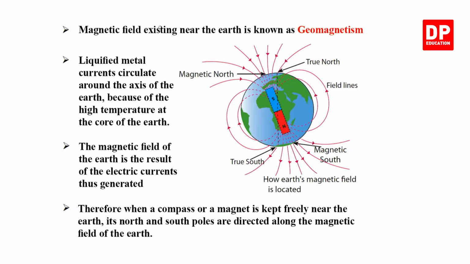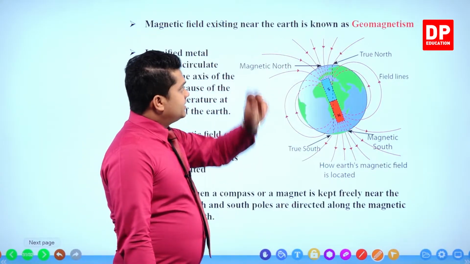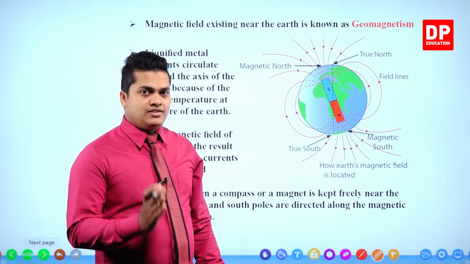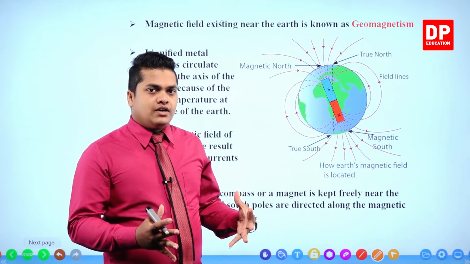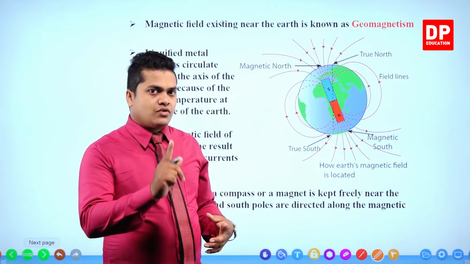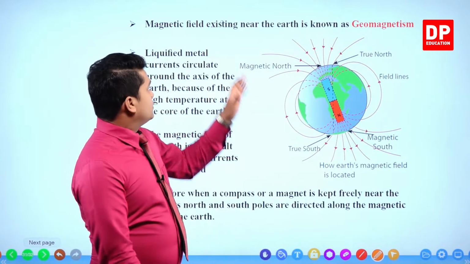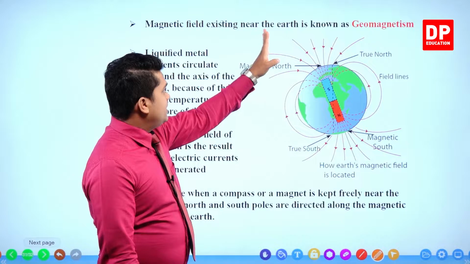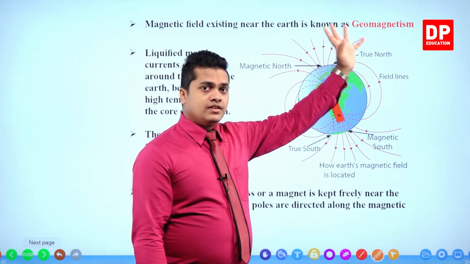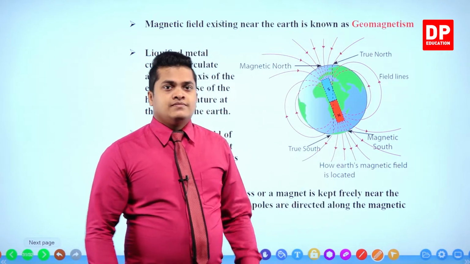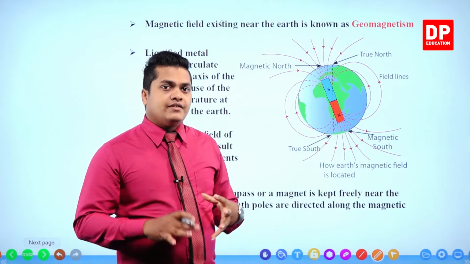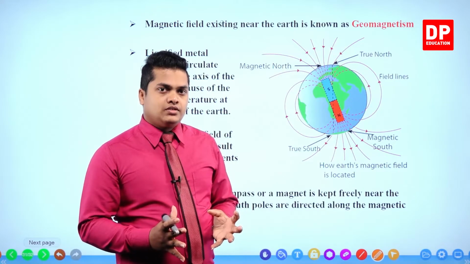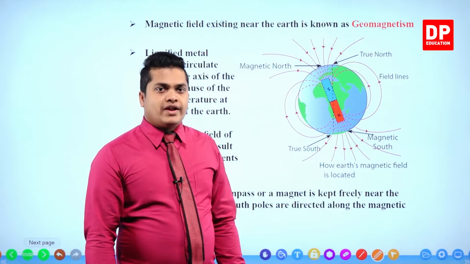Right, my dear children, so finally we can talk about the magnetic field existing near the Earth. I told you that the Earth is behaving like a huge magnet. So in any place on the Earth, there is a magnetic field which runs from north to south pole. The magnetic field existing near the Earth is known as geomagnetism. This magnetic field which occurs on our Earth is referred to as geomagnetism.